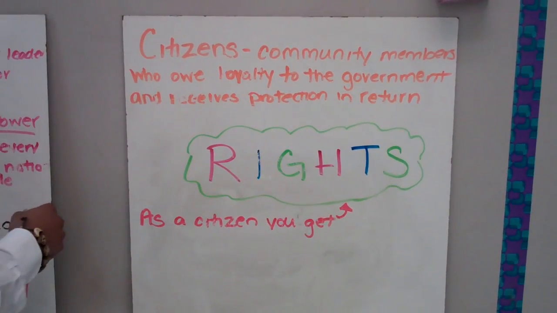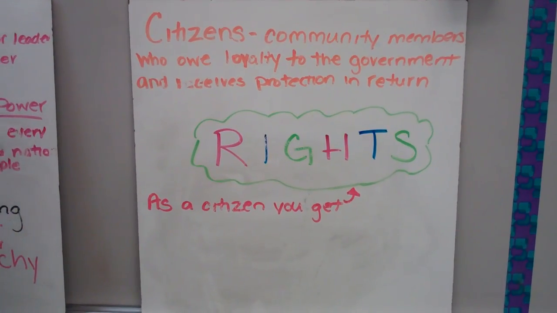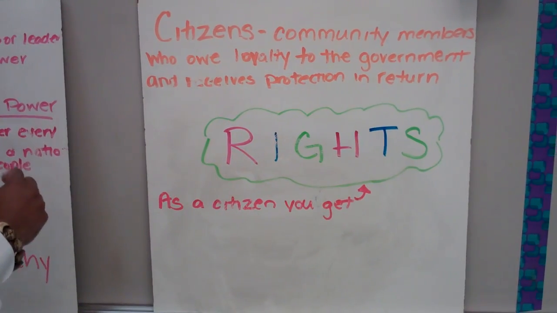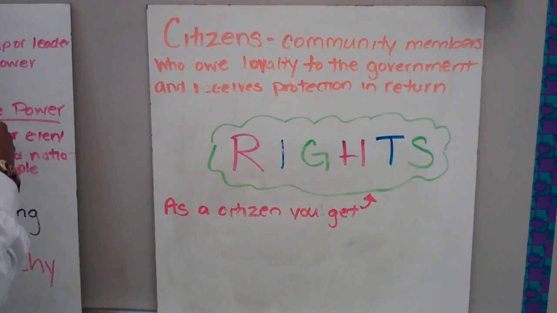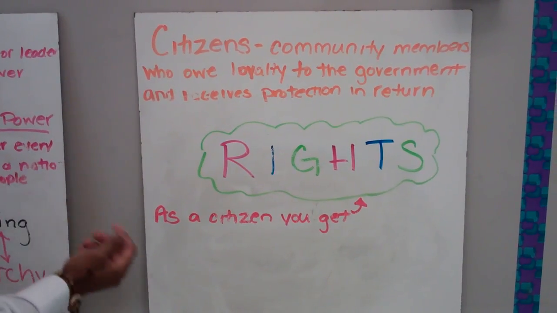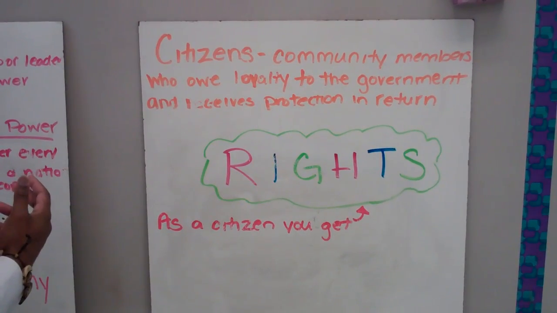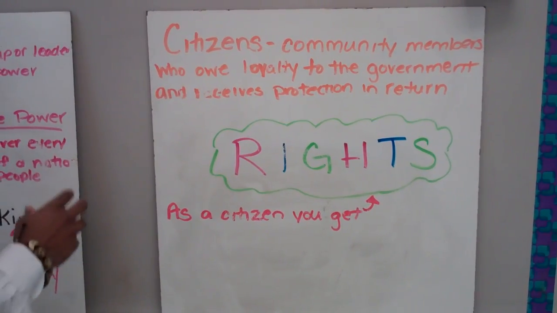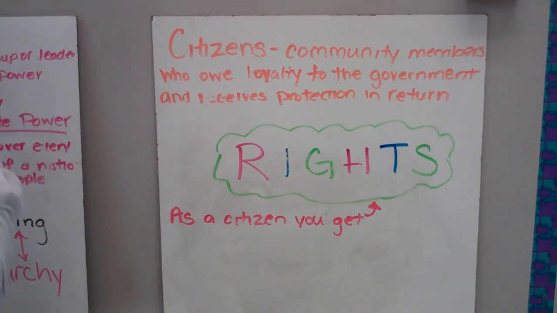Now, democracy is an absolute contrast to an authoritarian government. In a democracy, everybody's involved. So when everybody's involved in a democracy, they're seeking the idea of becoming a citizen. And a citizen is a community member who owes loyalty to that government in which they participate, and in return, they get protection. So in an absolute monarchy or in an authoritarian government, citizens really don't exist because they have no say-so in government.